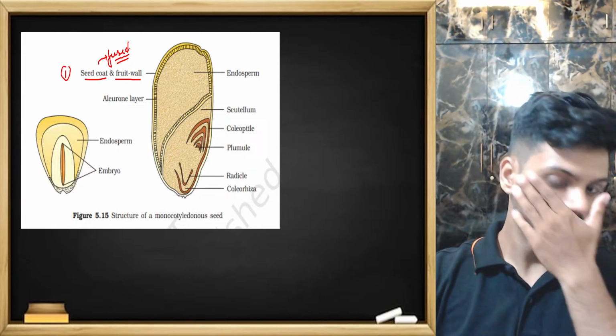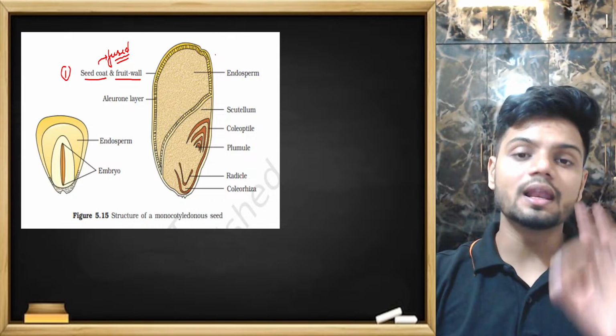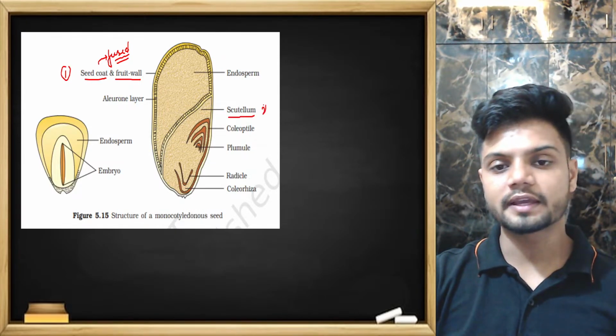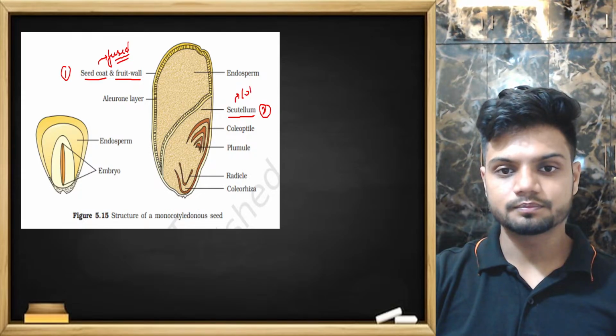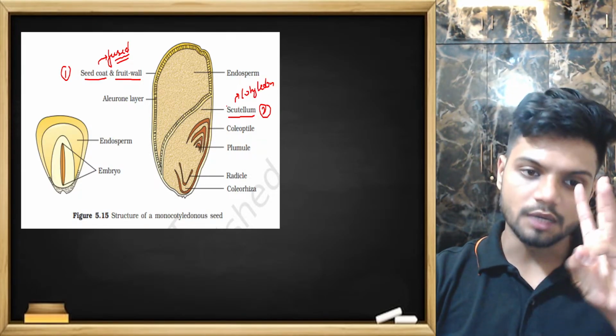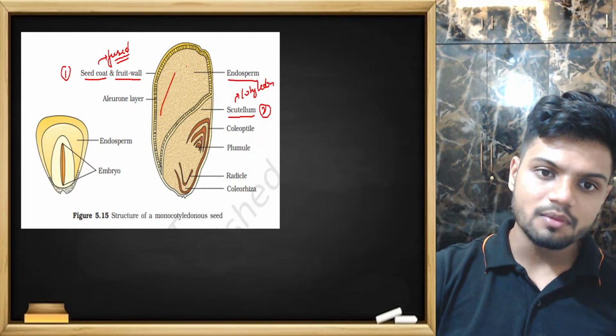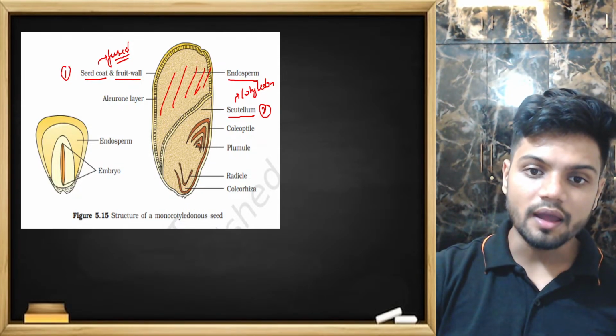First point. Done. Second point, there is a single large cotyledon here, called the scutellum. Second point, it is a single large cotyledon. Okay, done. Third main point, we have something called the endosperm here. The endosperm is separated from the embryo.